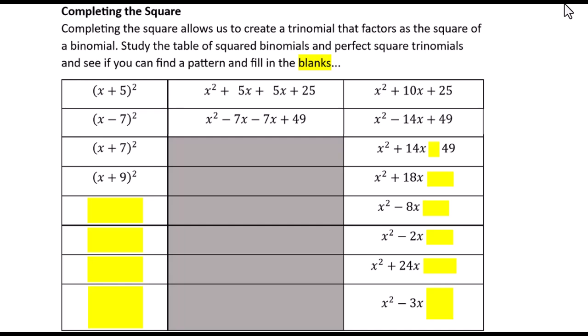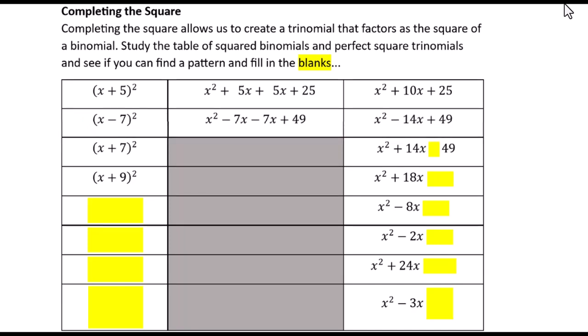Look at the next one, x minus 7 quantity squared. Again, we can write this out twice to multiply. X times x is x squared. X times -7 is -7x. -7 times x is -7x, and -7 times -7 is a positive 49. Combining our like terms, we'll have x squared minus 14x plus 49.